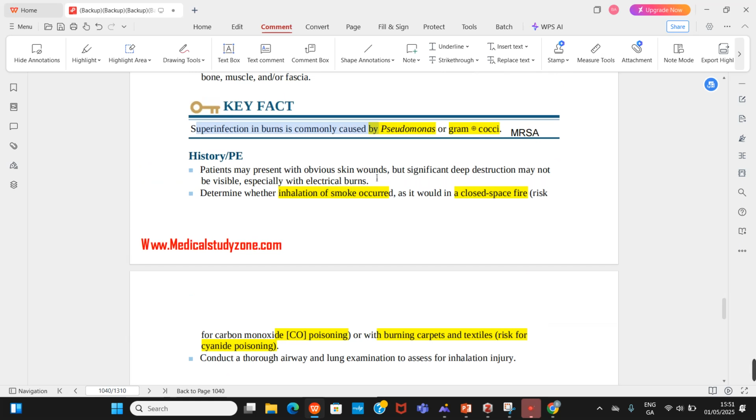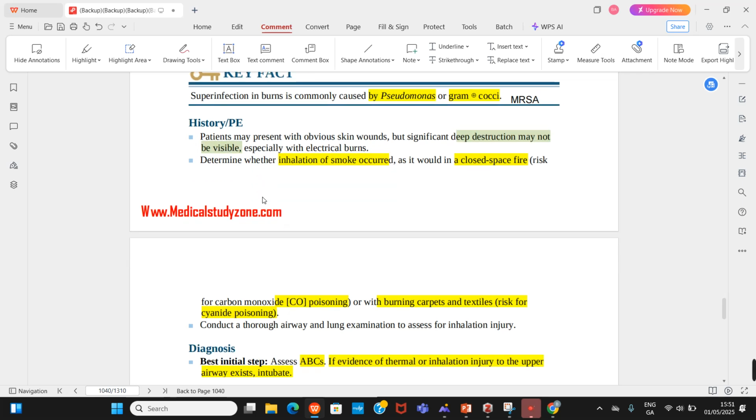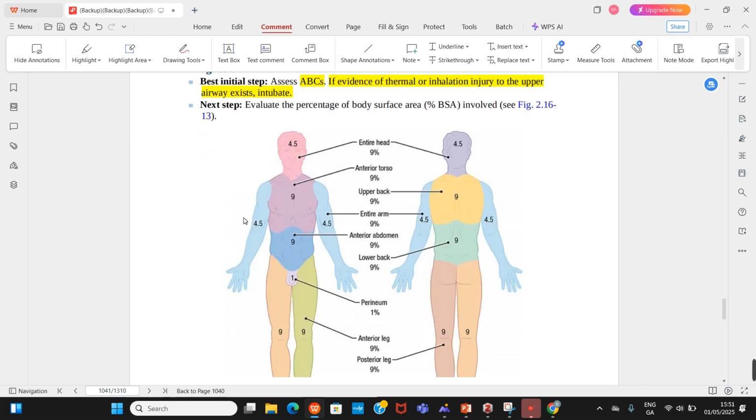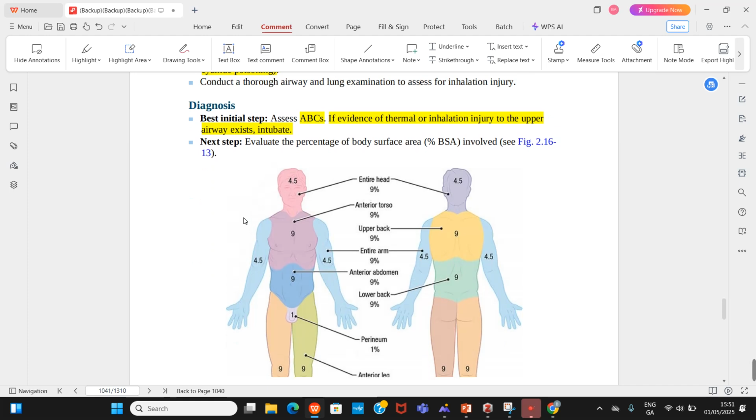Sometimes you look for the skin wound, but they might have deep destruction not visible in the skin. I said that for electrical burns, you won't see any external injury. Sometimes they can get burns and will have inhaled some smoke, so they can have carbon monoxide poisoning, and due to burning of plastics, textiles, carpet, they can have cyanide poisoning, which we are going to talk about shortly too.